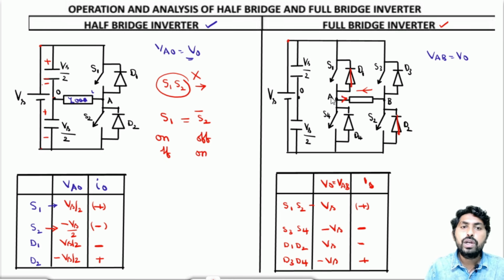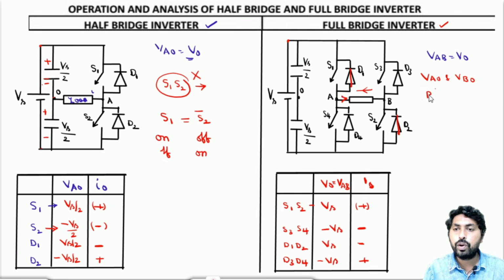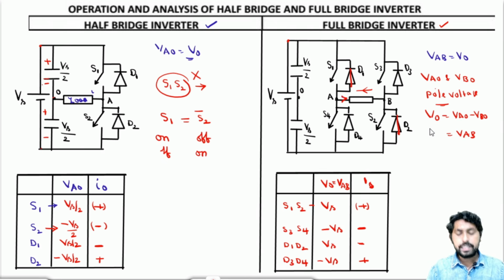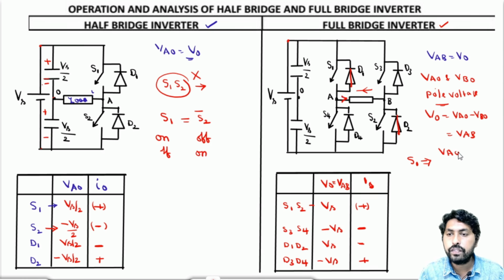Here also there are pole voltages VA0 and VB0. VA0 and VB0 are called pole voltages. If you know the VA0 and VB0, you can find the VAB also. That is, V0 is equal to VA0 minus VB0, which is equal to VAB. For example, when S1 is in on condition, what about VA0? We will find the VA0 and VB0.